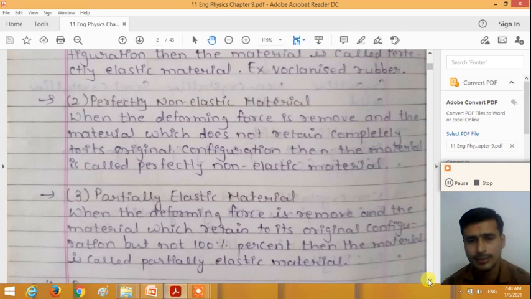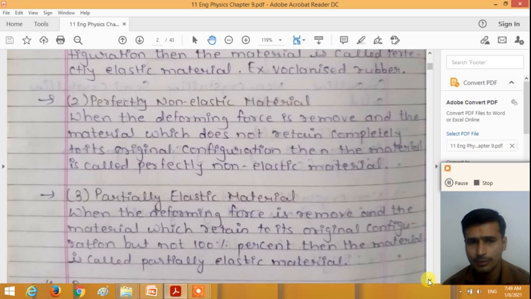So according to the elasticity property, the material can be classified into three categories: perfectly elastic material, perfectly non-elastic material, and partially elastic material. So what do you mean by elasticity? The property by which the material will retain its original position is called the elasticity property, right? And according to this property, the material can be classified into three categories. The material that completely retains its original position is called the perfectly elastic material, or the perfectly elastic body, right?